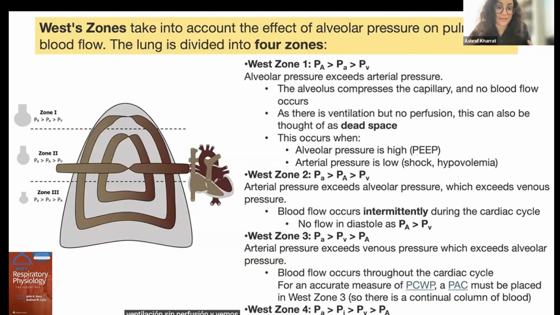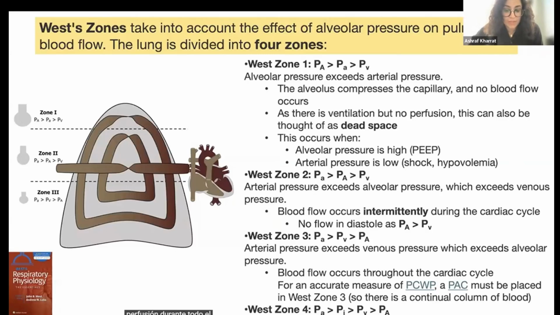And we see this when we have excessive PEEP, so those really hyperventilated, hyperexpanded kids. Or we can see it when we have really low arterial pressure, like the shock babies, septic shock, et cetera. So this is suboptimal, obviously, for oxygenation and ventilation. West Zone 2 is an intermediate state, when arterial pressure exceeds alveolar pressure, but alveolar pressure is still higher than venous pressure. So blood flow will only happen intermittently. It will only happen during the arterial time or during systole. Because alveolar pressure exceeds venous pressure, there's no blood flow during diastole. So it is a suboptimal state, but at least you have some perfusion occurring throughout the cardiac cycle.